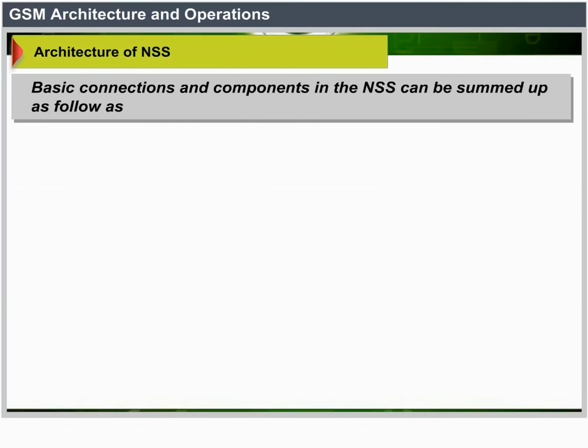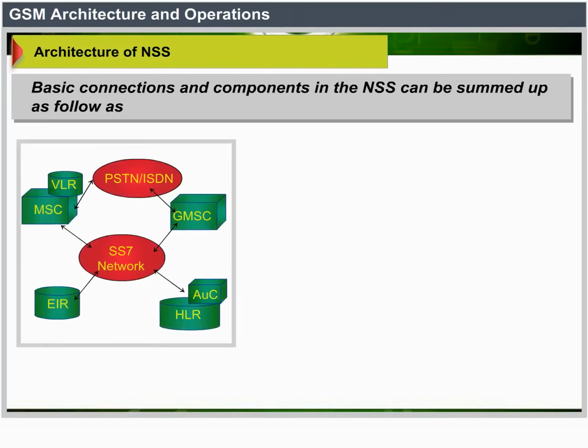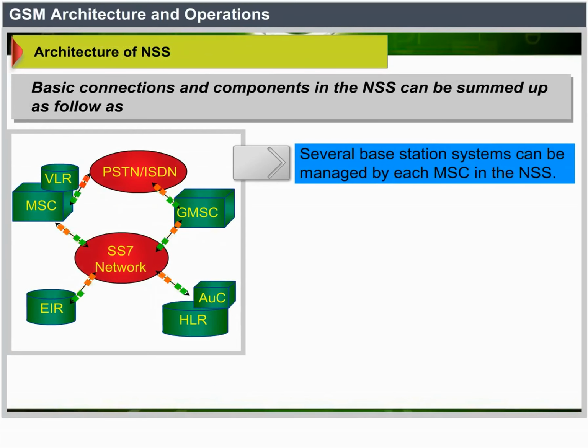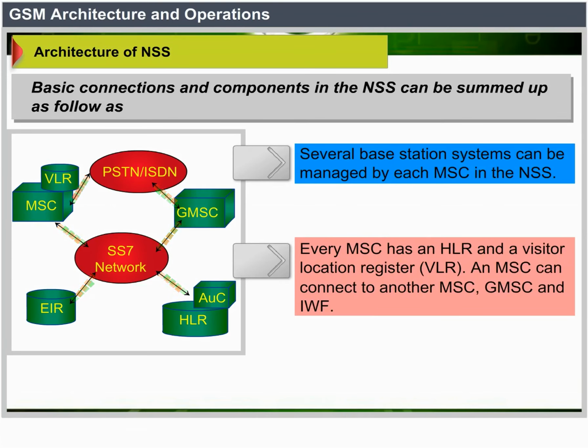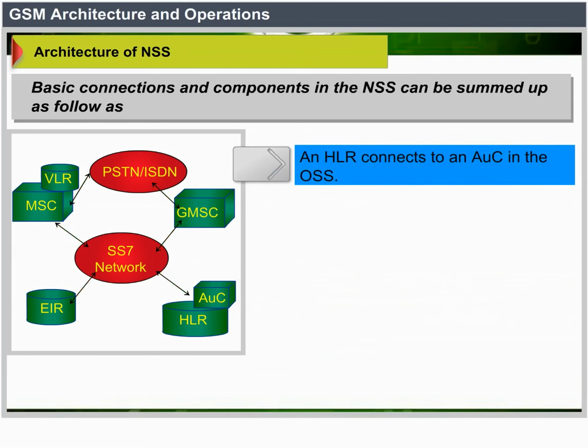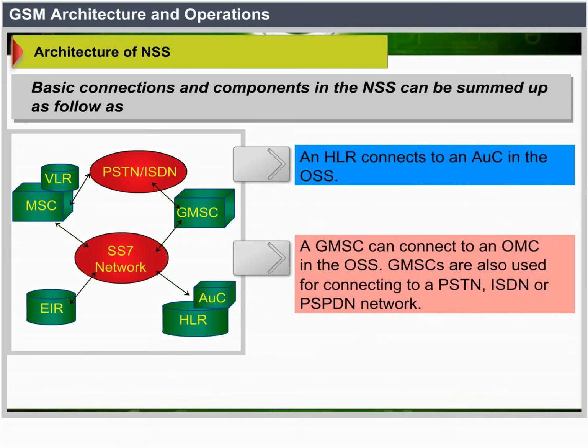Basic connections and components in the NSS can be summed up as follows. Each MSC in the NSS can manage several base station systems. Every MSC has an HLR and a Visitor Location Register, VLR. An MSC can connect to another MSC, GMSC and IWF. An HLR connects to an AUC in the OSS. A GMSC can connect to an OMC in the OSS. GMSCs are also used to connect to a PSTN, ISDN or PSPDN network.